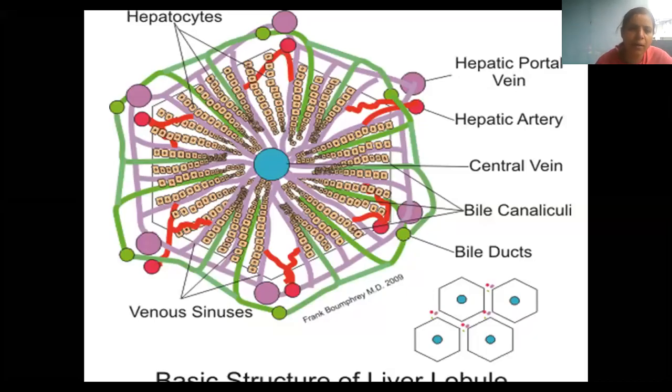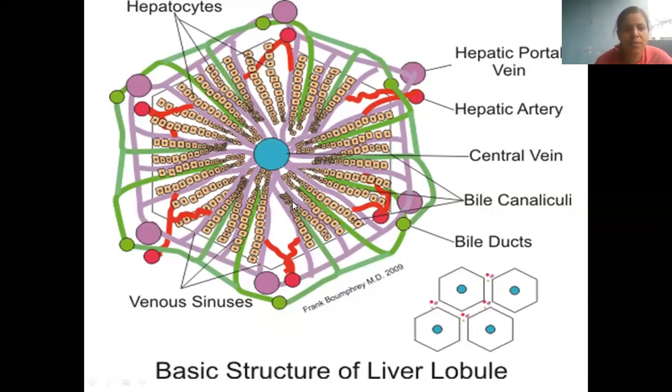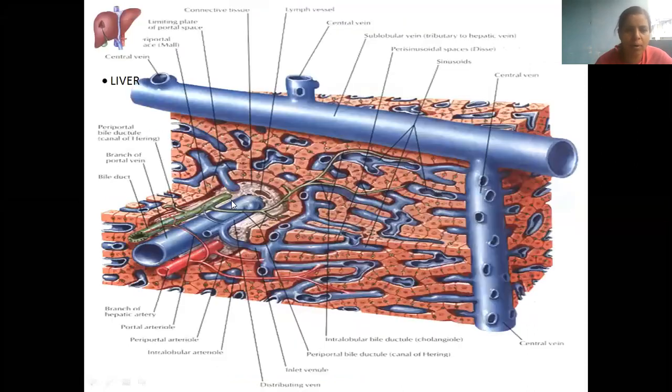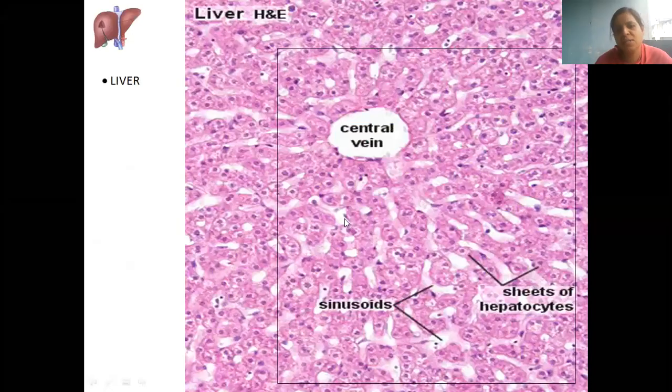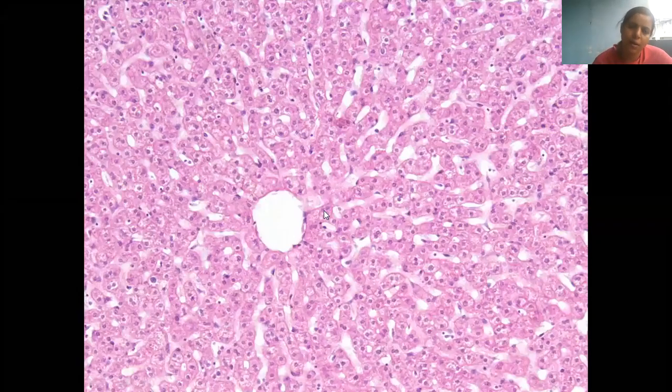Histology of liver. I want everyone to practice this diagram for the liver lobule. Once you are done with this liver lobule, this is the histological picture under high magnification. You are finding the same features. You see, this is the central vein.